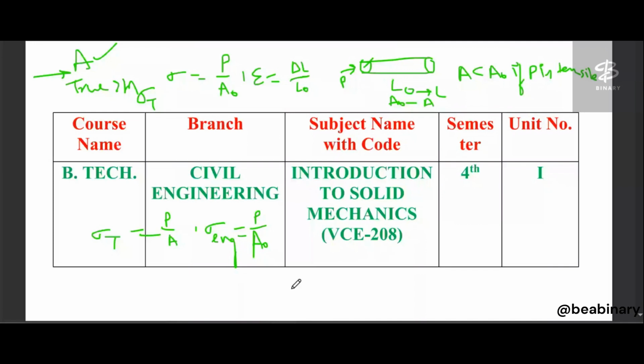Once again I am repeating, stress calculated on the basis of the current or actual area is called true stress. True stress is defined as the ratio of the load to the cross-sectional area at any instant. That is called the true stress.